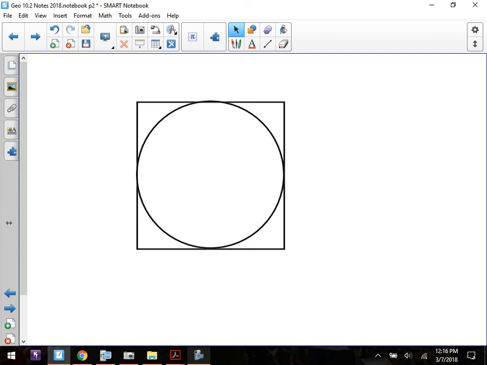So this is a shaded region problem. What's the larger of the two shapes? The square is the larger of the two shapes. So how do you find the area of a square? Side squared. So we have a square. And what do you have to subtract out?